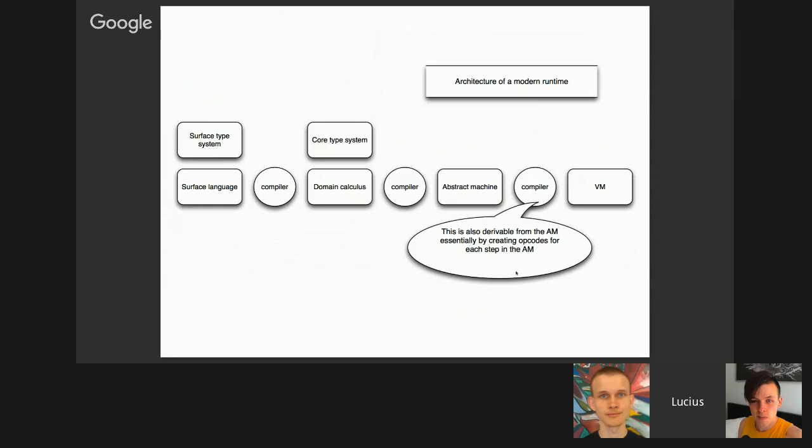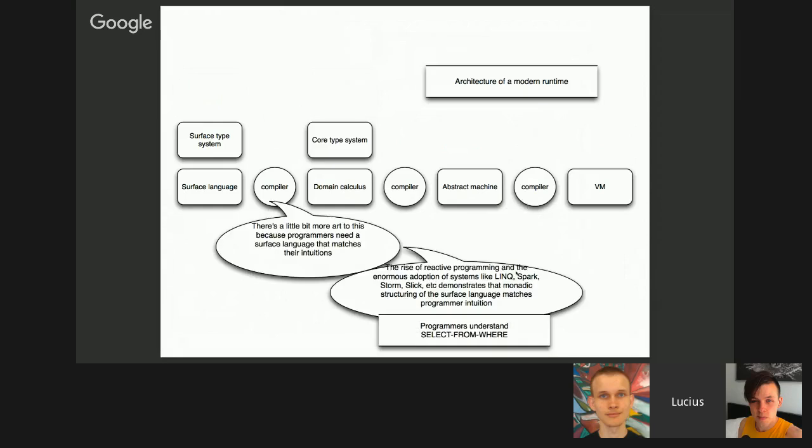Likewise, to get the VM out of the AM, it's largely a matter of creating opcodes for each step in the abstract machine, and then you have a compiler which produces the bytecodes, which the VM then executes. For whatever reason, that bytecode trick still turns out to be an enormous performance win for most abstract machines. So that's really the nature of the VM, at least as viewed from this perspective on modern runtime.